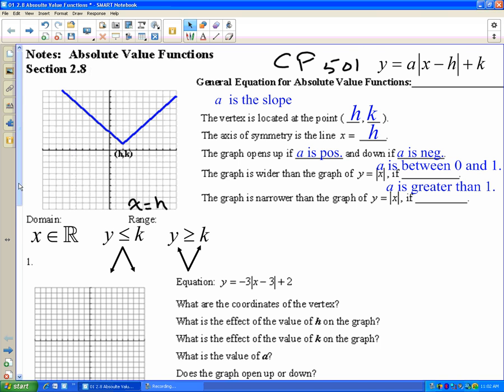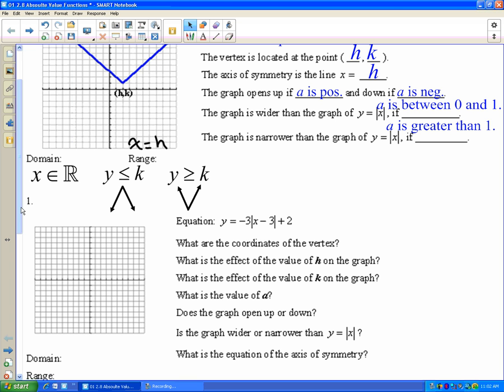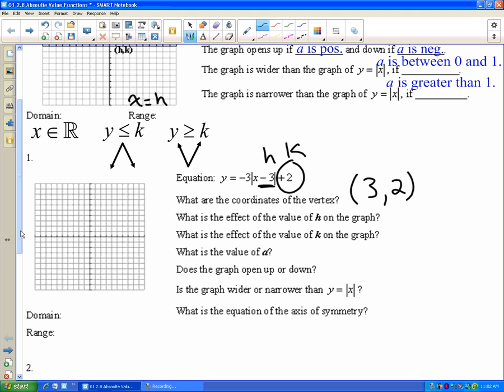So let's look at number 1. The equation is y equals negative 3 times the absolute value of x minus 3 plus 2. First thing I want to know is what's my vertex. My vertex is the coordinate 3, 2. I want the opposite of what's on the inside for my h, and I want exactly what's on the outside for my k. So that's my h, k. So I go to my graph, and I can plot the point 1, 2, 3, 1, 2. That's my first point.